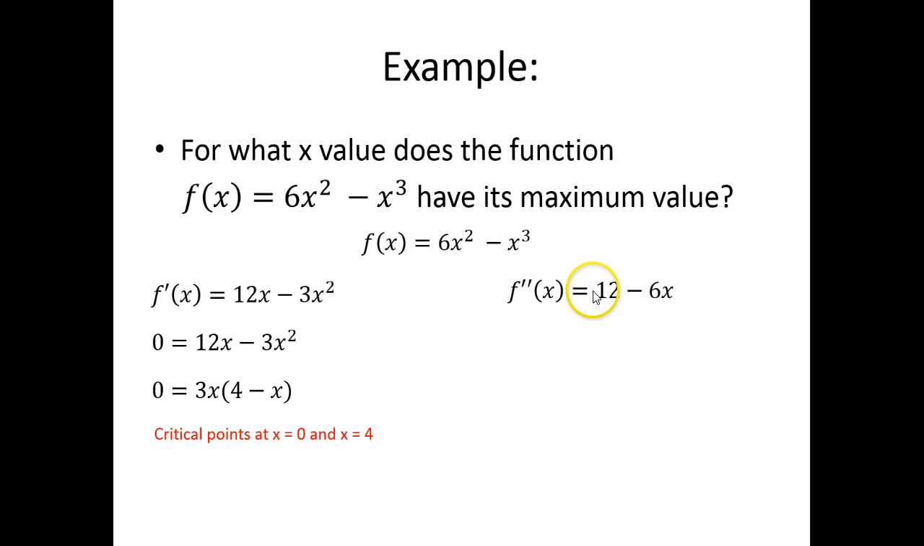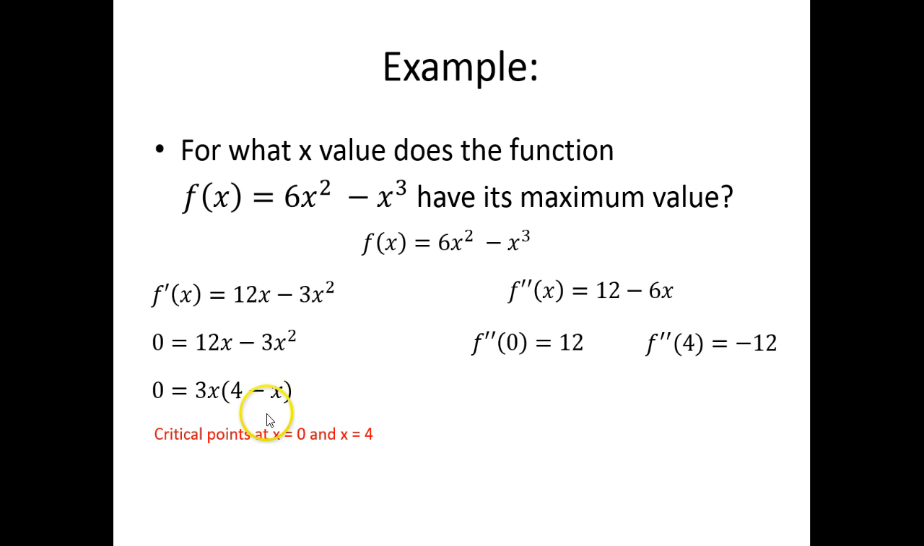Our second derivative gives us 12 minus 6x. Now notice this isn't always positive or always negative. What we have to do is plug in each one of our critical points. We'll first plug in x equals 0. At x equals 0, we get the second derivative is 12. And at x equals 4, we get the second derivative is negative 12.